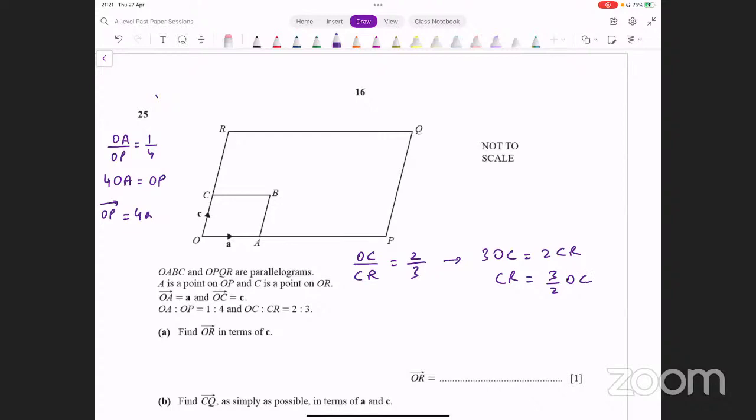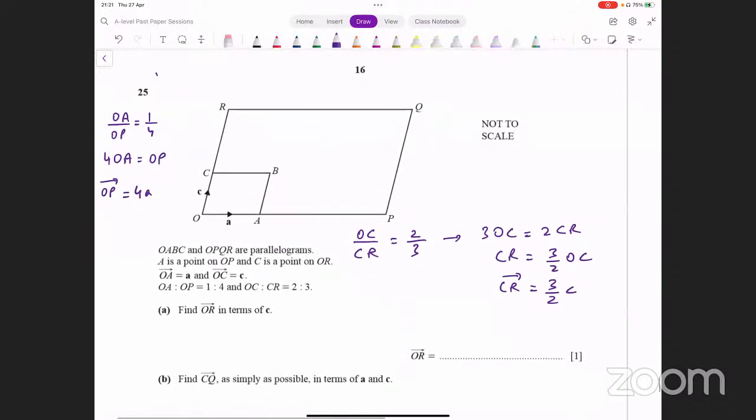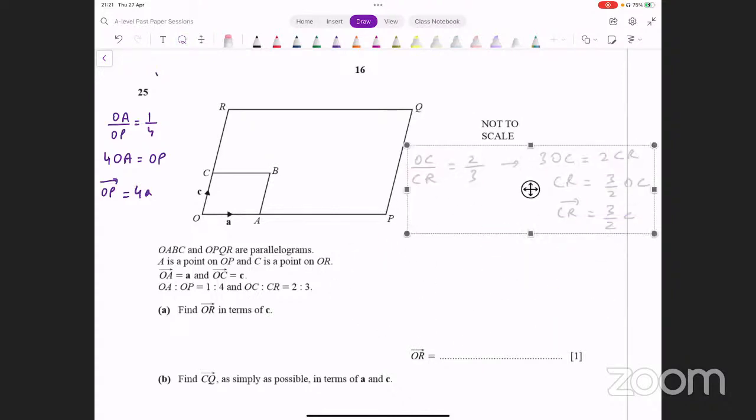right? तो अगर आपको पता है OC वेक्टर is C, तो CR वेक्टर कितना हो जाएगा, CR vector is going to be 3/2 times C. Once you've done this working, the rest of the problem is going to be pretty straightforward after this. Relatively straightforward, okay? Depends on what the questions are, but ये working आपने एक दफा कर लिया यहाँ पे, ठीक है. Ratios को आपने सही तरह से proper formula लिख लिया.